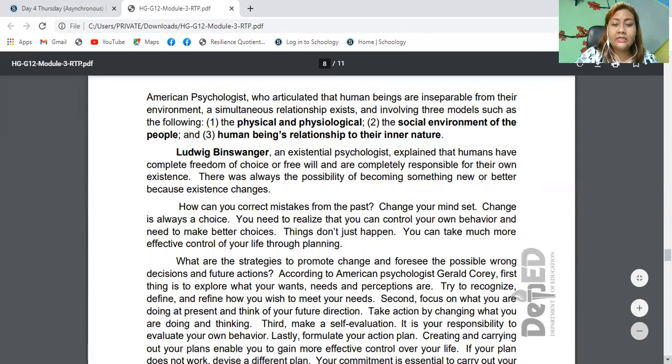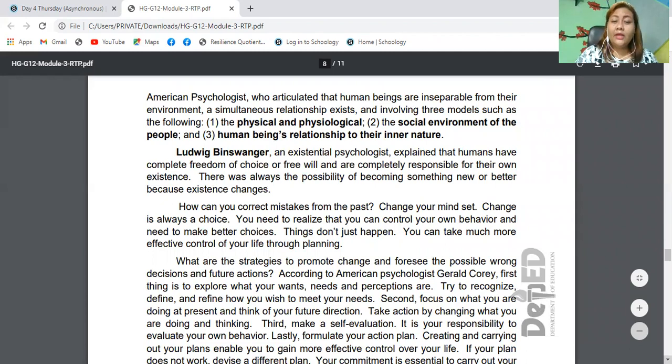Binswanger, an existential psychologist, explained that humans have complete freedom of choice. And because we have complete freedom, there's also a possibility of becoming something new or better, because existence changes. Your choice before will change 5 to 10 years from now.